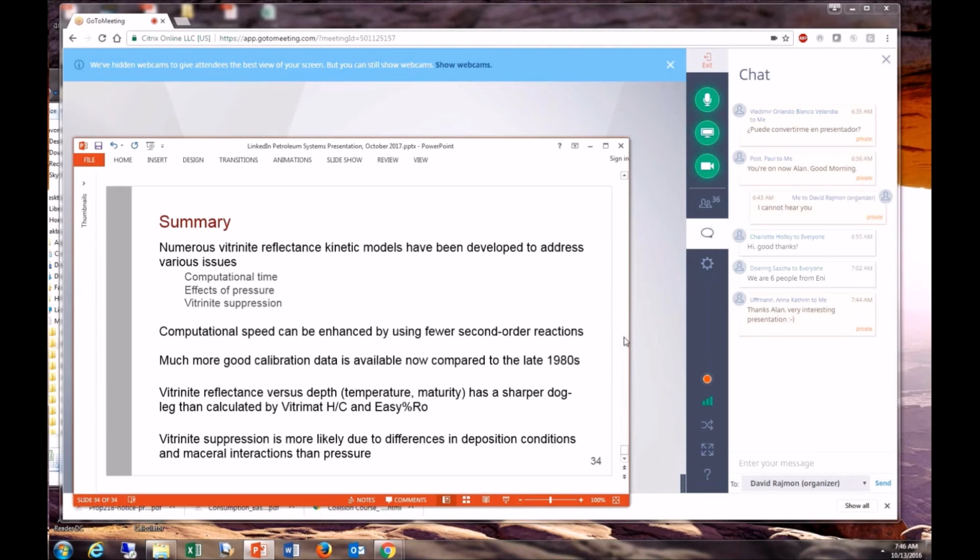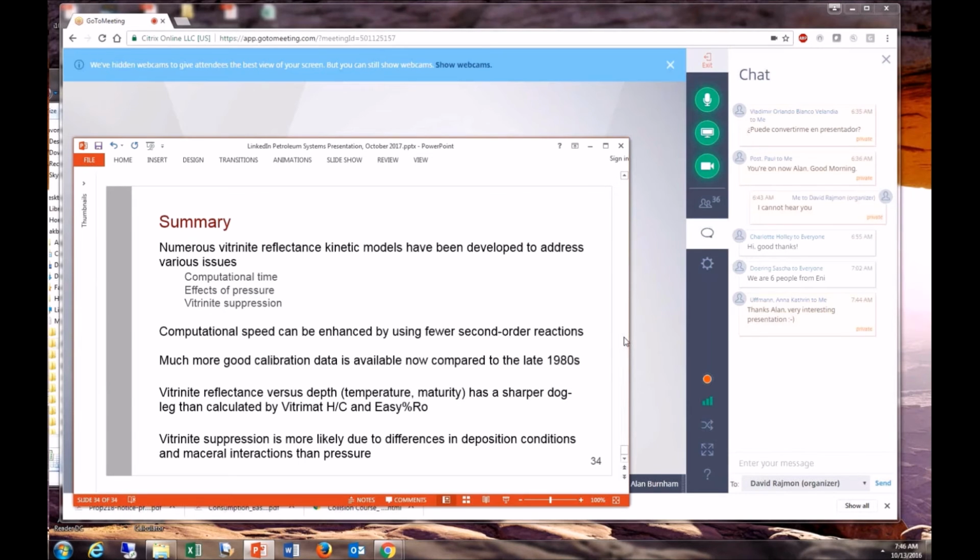Well, I would agree with that statement. I mean, suppression just means it's different from what you expect. Yeah. The question is why are your expectations the way they are? And really, what I'm suggesting is that if your expectations are that the Vitrinite should be the same in sapropelic and humic deposits, your expectation is probably wrong.